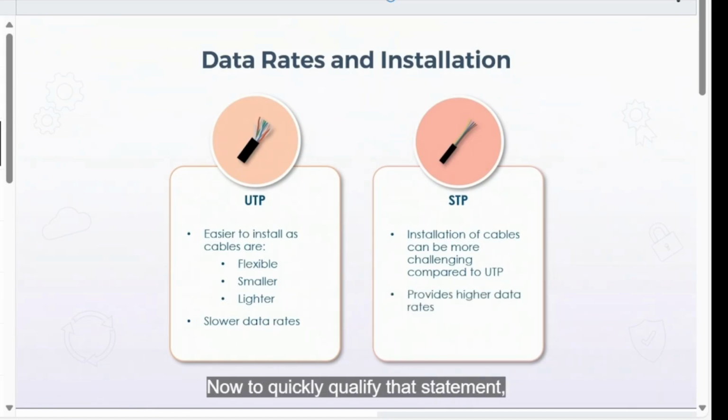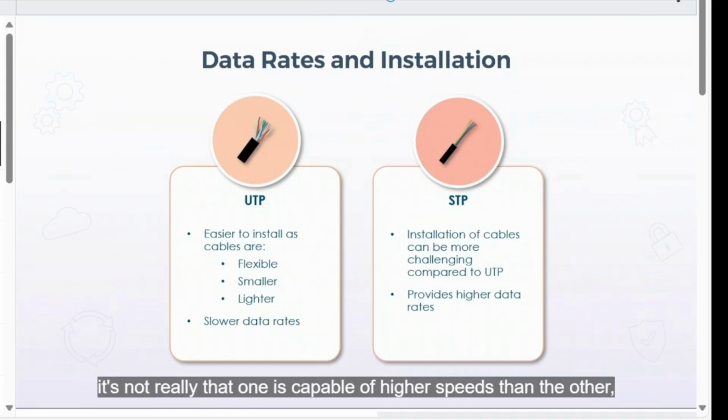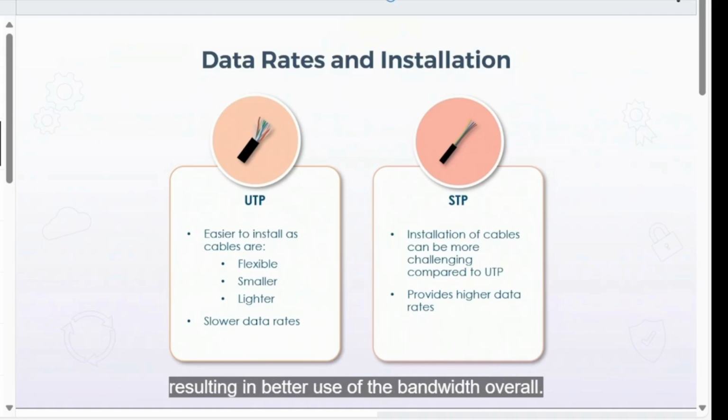Now, to quickly qualify that statement, it's not really that one is capable of higher speeds than the other. Rather, it's the fact that since STP is better protected from interference, there will usually be fewer lost or retransmitted packets, resulting in better use of the bandwidth overall.